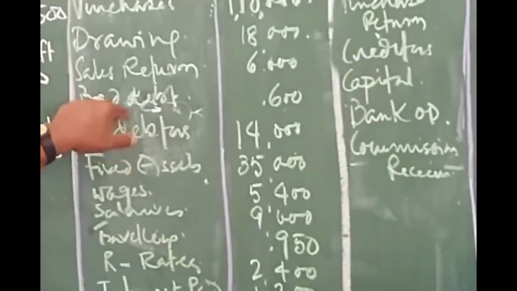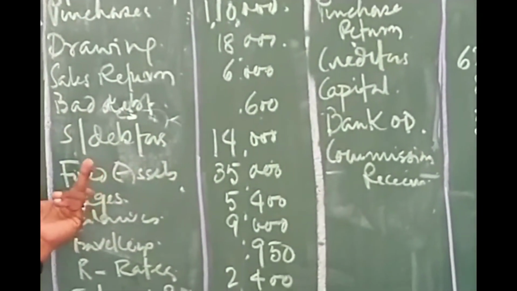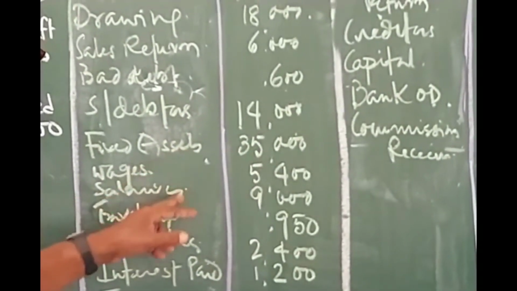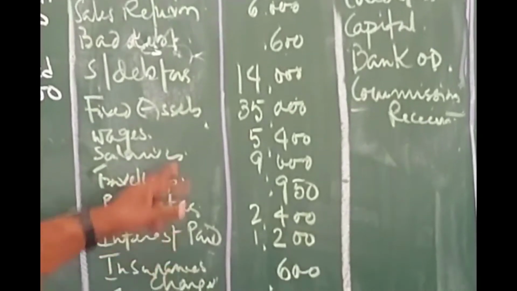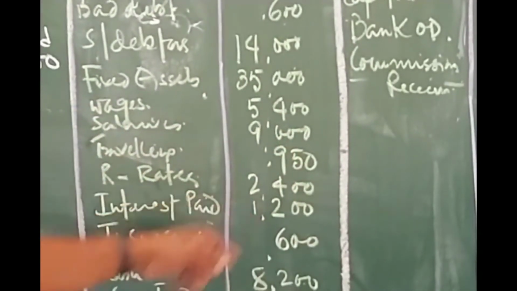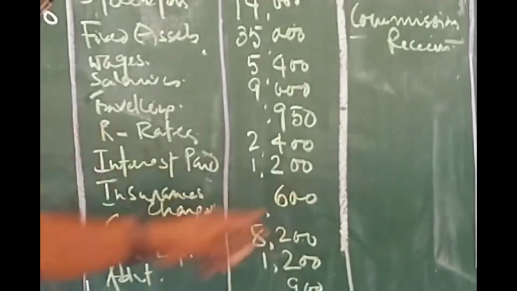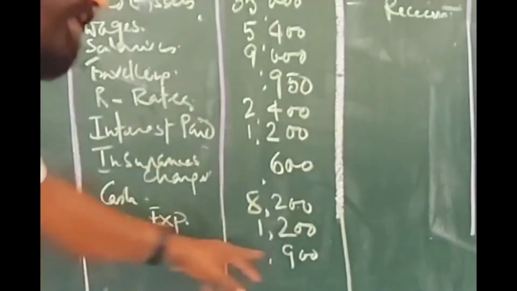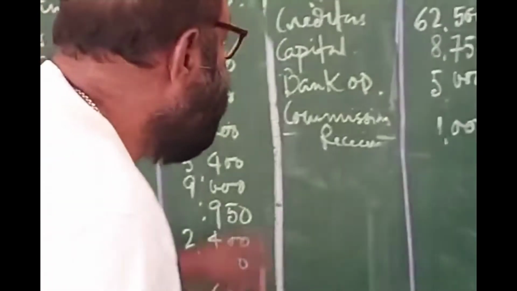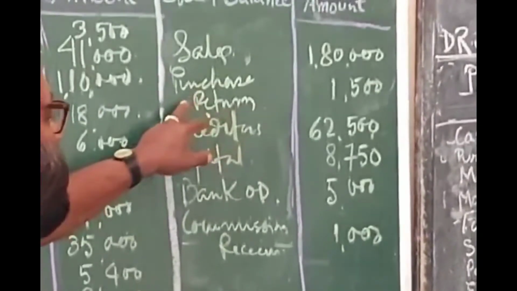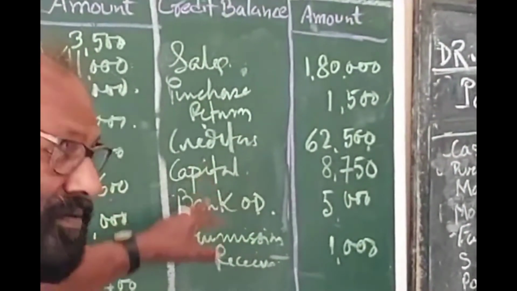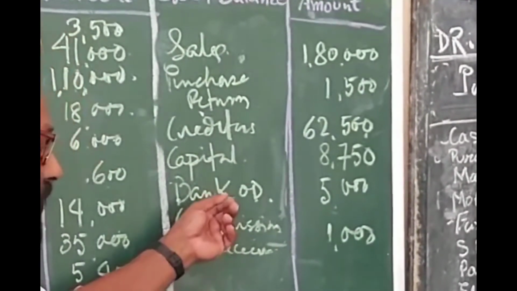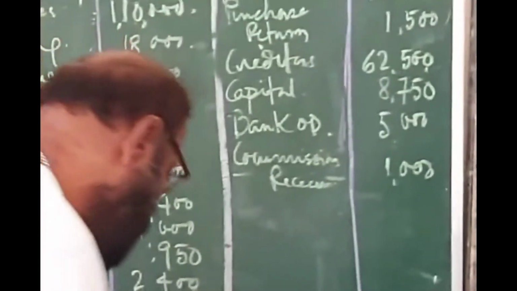Bad debt, your loss, so loss is debit. Sundry debtors always debit, your asset. Fixed assets, no need of discussion. Wages, salaries, traveling, internet, all are expenses, debit. Interest paid, loss, debit. Insurance charge, expenses, debit. Cash, your asset, debit. Jail expenses, your expenses, debit. Advertisement expenses, debit. And here sales, income, credit. Purchase returns, obviously credit. Creditors credit, capital credit, bank overdraft liability credit, commission receipt income.